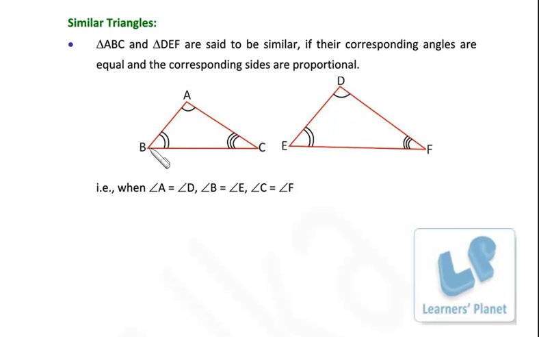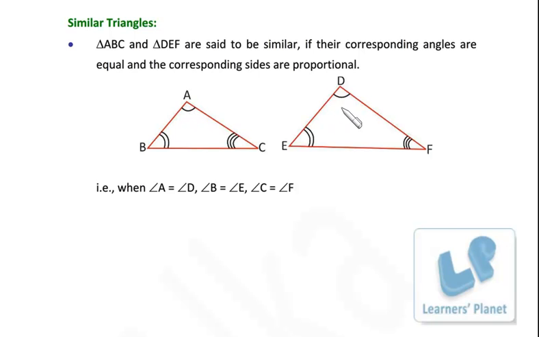Suppose I have triangle ABC and triangle DEF. If angle A is equal to angle D, angle B is equal to angle E, and angle C is equal to angle F, then both triangles, ABC and DEF, are similar to each other, right? That means the three angles of this triangle and the corresponding three angles of this triangle should be equal to each other, then the triangles are similar. And if the two triangles are similar, then their sides will be in proportion. And how do we take the sides in proportion? That is also very important, right?